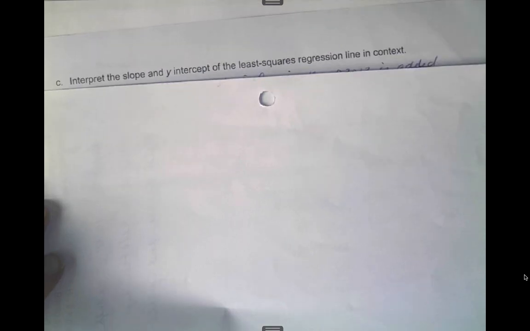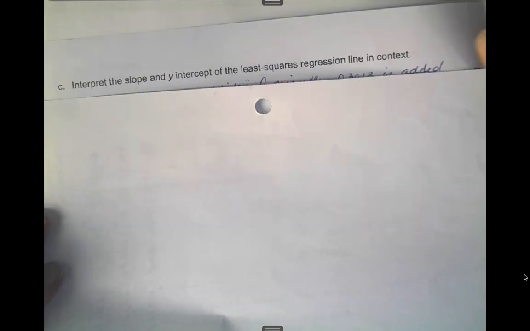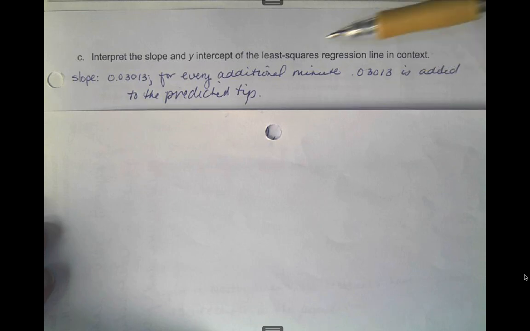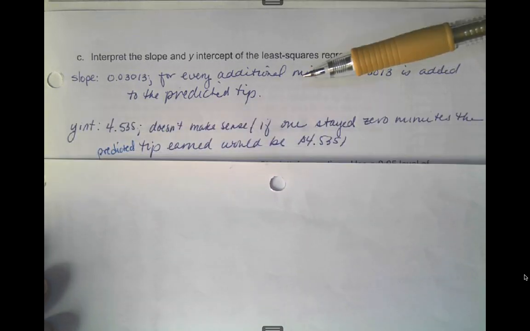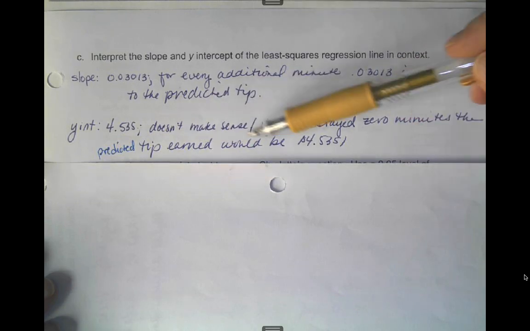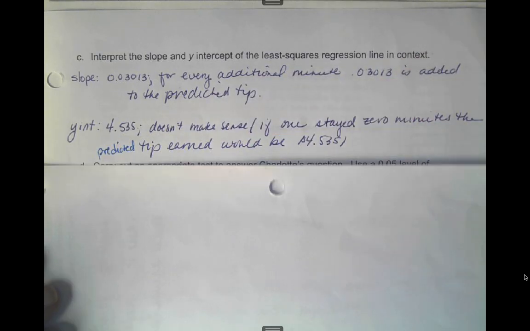To do the interpretation, again, we've been doing this already. You just did it in the warm-up, so this is not really anything new. So for every additional minute, 0.03013 is added to the predicted tip. The y-intercept doesn't make sense. If one stayed 0 minutes, the predicted tip earned would be that. Again, that doesn't make any sense.